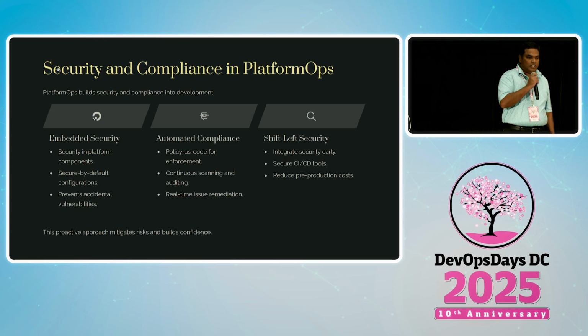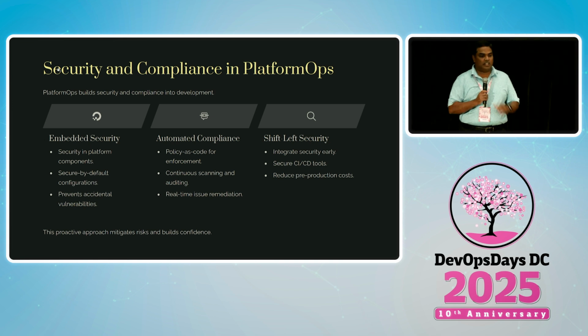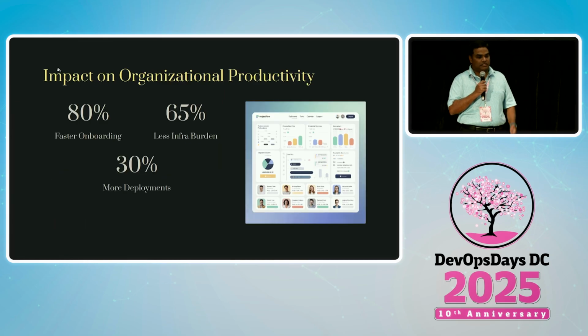Coming to security and compliance, it has policy as code, and we are using shift-left policies here, so it can be automated. One of the case studies we found is Innovative Tech, which had fragmented DevOps-related things, but they started using golden paths, and with that there was faster deployment and everything.